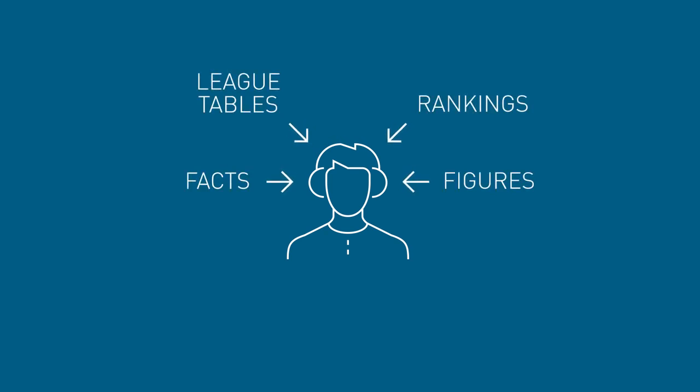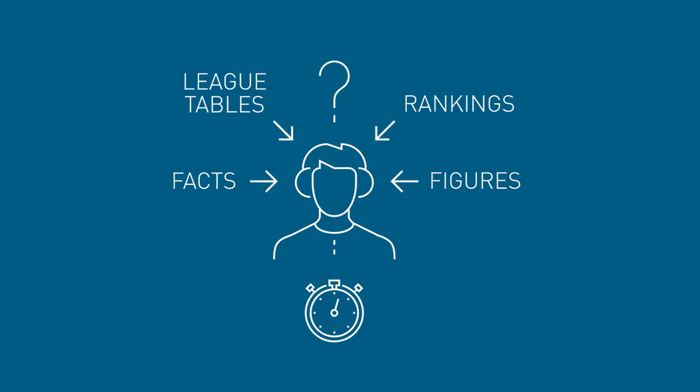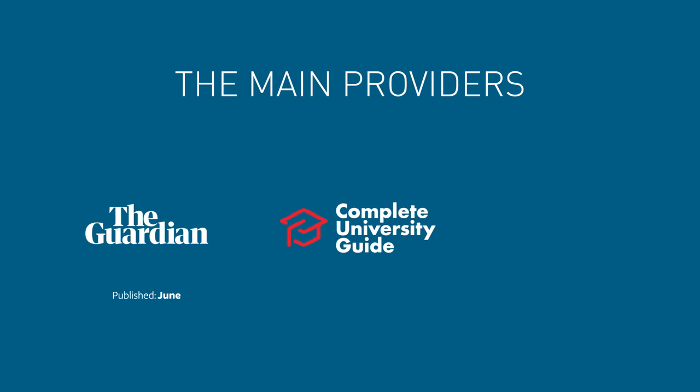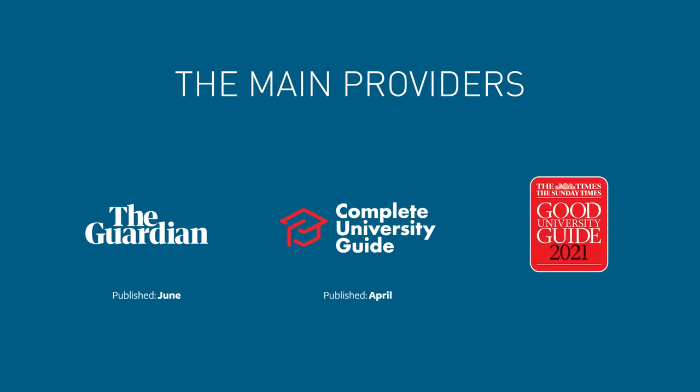As you begin your university journey, you will no doubt be bombarded by a range of facts, figures, rankings and league tables, and it may take some time to decipher the value of each of these metrics. The three main providers which you are likely to encounter are The Guardian, published around the beginning of June, the Complete University Guide, normally published in April, and finally, the Times Good University Guide, published around September.